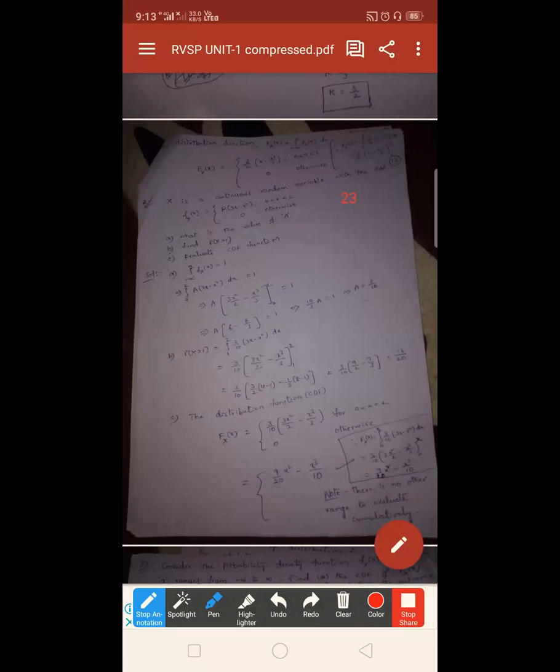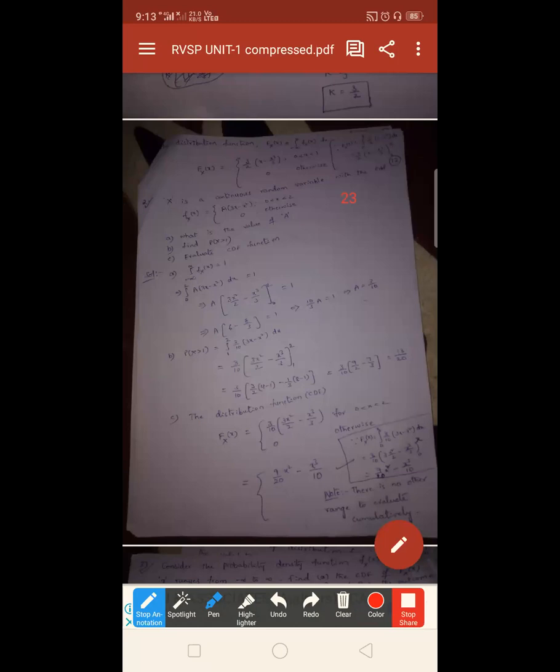Here x is a continuous random variable with the probability density function given as small f_X of x equal to A into 3x minus x square for the values of small x ranging from 0 to 2, that is 0 less than small x less than 2. The probability density function value is 0 for the remaining values of small x.